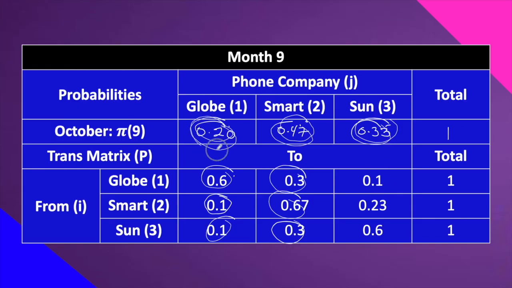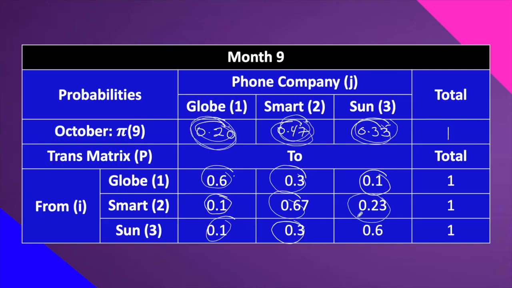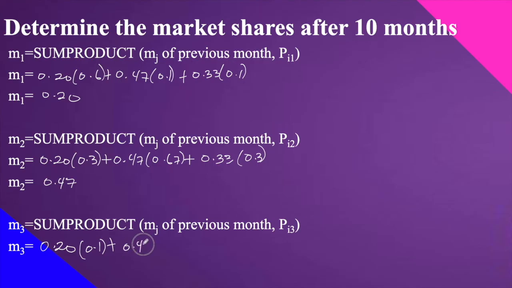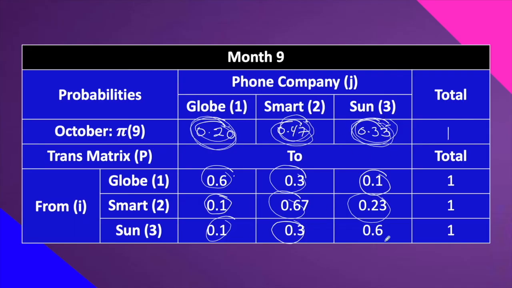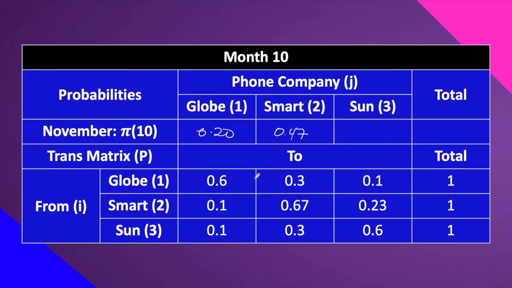Itong column na yan. Therefore, 0.20 times 0.1 plus, next we have 0.47 times 0.23 plus 0.33 times 0.6, and this is equivalent to 0.33. This is now the market share of Sun after 10 months, no? So 0.33 equivalent to 1.